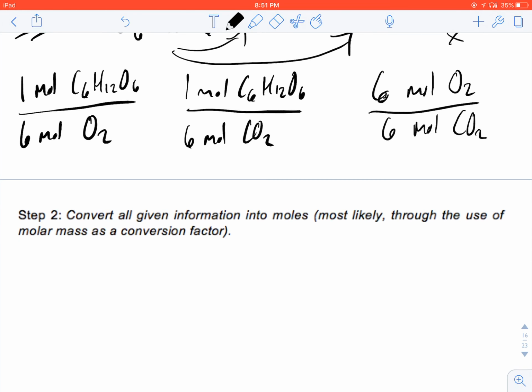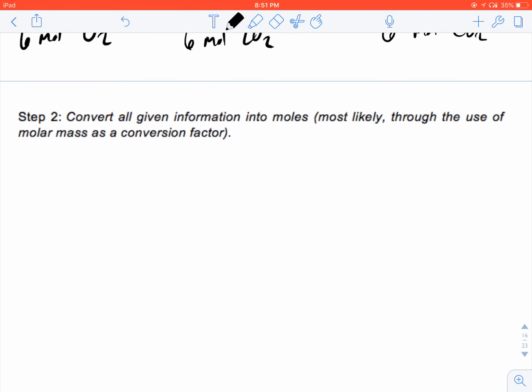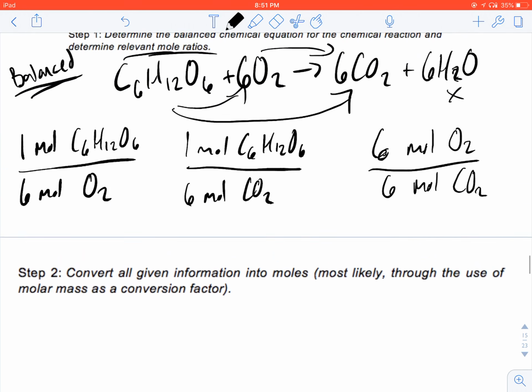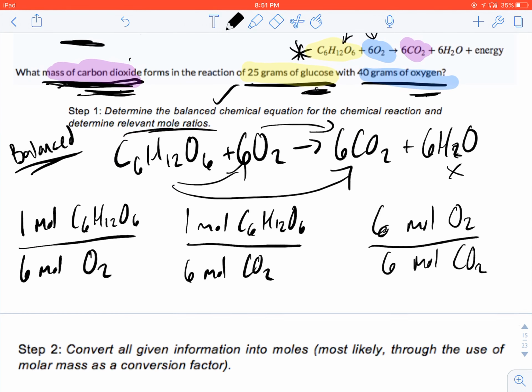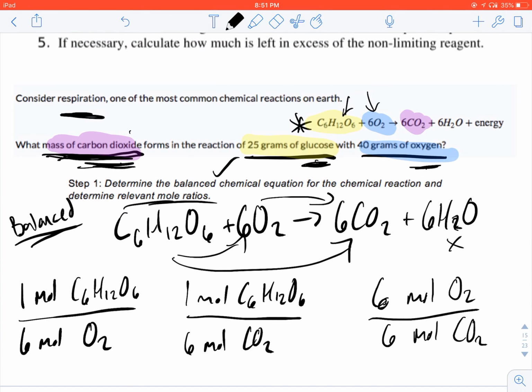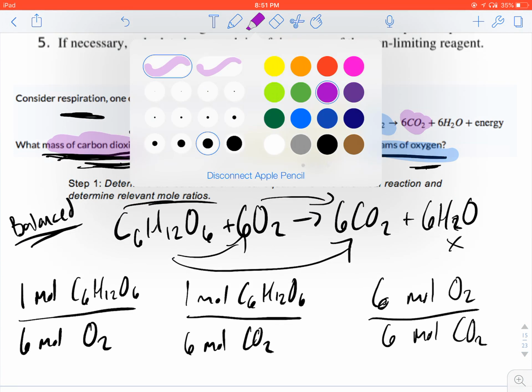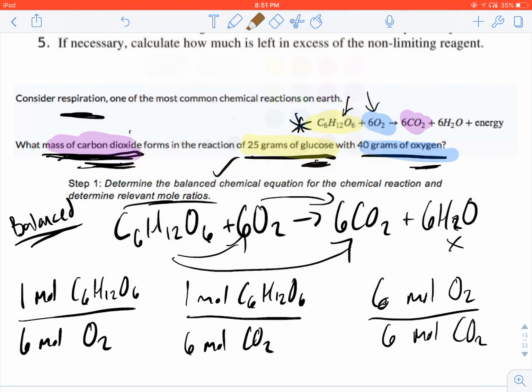Step 2. Convert all given information into moles, most likely through the use of molar mass as a conversion factor. Alrighty, so what information is given to us? Looking up here, we can see that we are given 25 grams of glucose and 40 grams of oxygen.